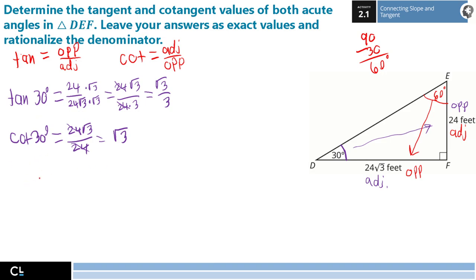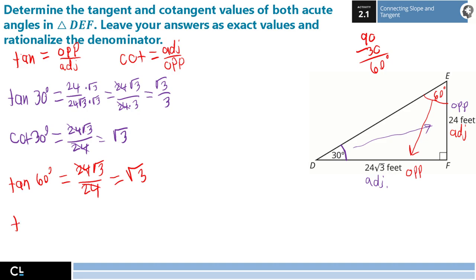So now let's write our tangent and cotangent. The tangent of 60 degrees is going to be our opposite over adjacent. So we're going to get 24 radical 3 over 24. Hey, this feels really familiar, kind of like the one we just did. So these 24s cancel, and our answer is radical 3. Hey, that's the same answer as our cotangent of 30. It is. That is true. This is a little pattern we're going to realize.